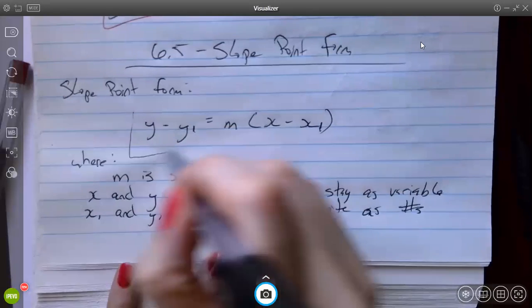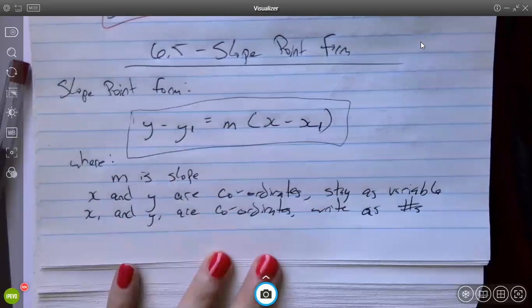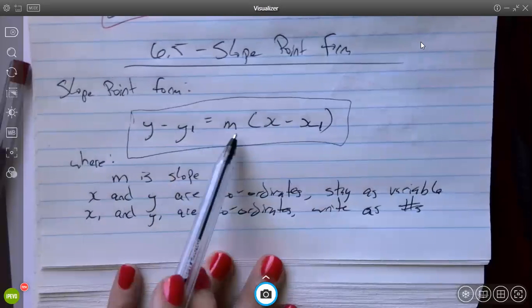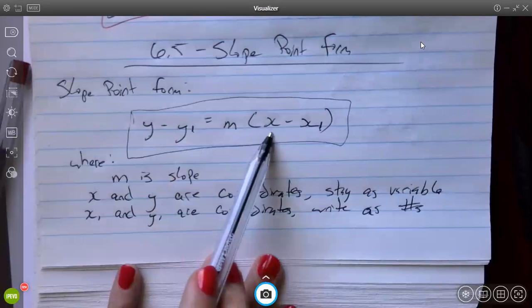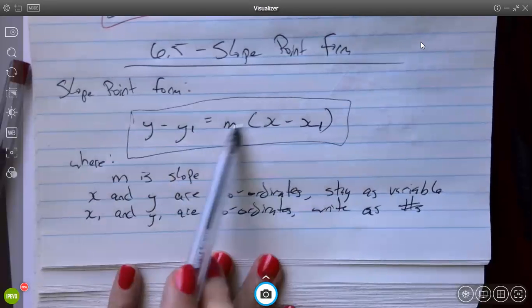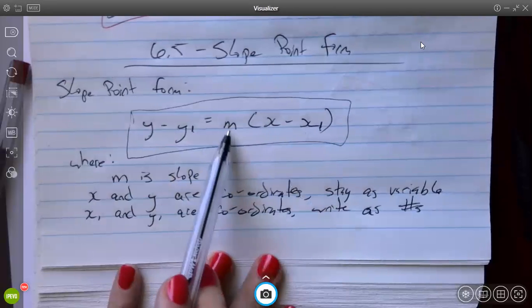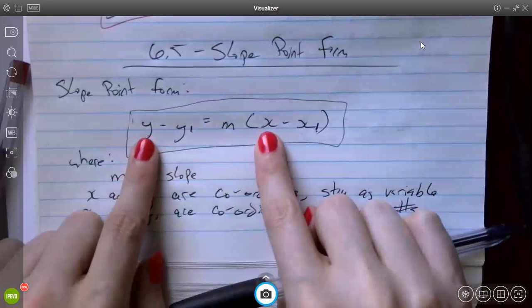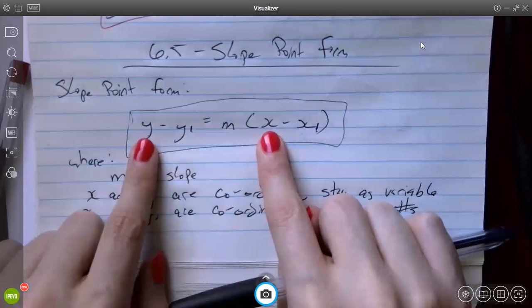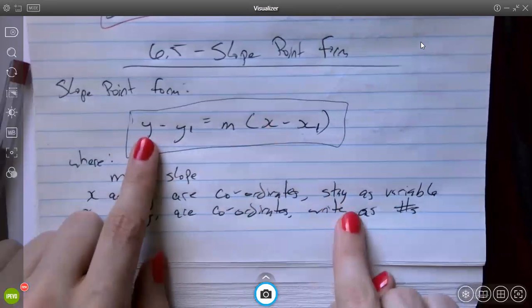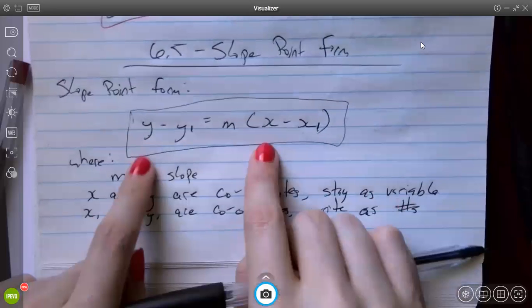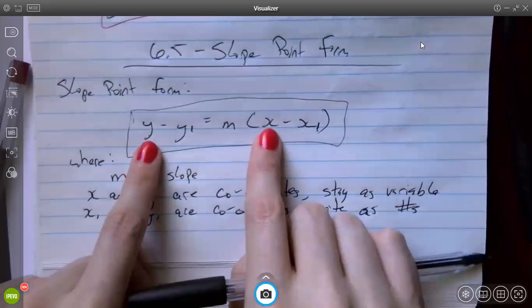This is the equation of the line in slope point form. So y minus y1 equals m times x minus x1. In this case, the m still represents slope. The x and the y still represent any coordinate on the line, and we still keep them as variables. So the x and y stay as variables, unless we're trying to solve something. But if we're just writing the equation of the line, the x and the y are going to stay as x and y.